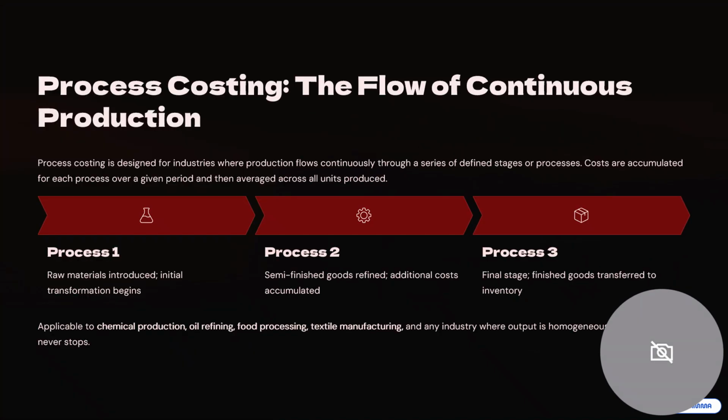Process costing is used when production is continuous and products are identical. In this method, costs are collected for each stage or process instead of each unit.